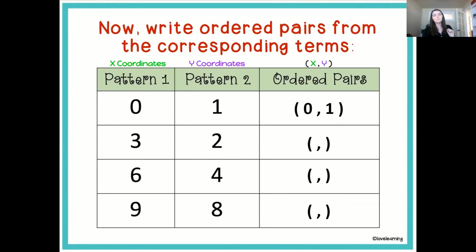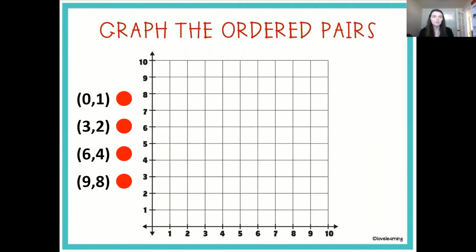All right, so the first ordered pair is (0, 1), because our x-coordinate has to come first, and then our y-coordinate comes second. So we have (0, 1) first, (3, 2), (6, 4), and then (9, 8). All right. So now the last step, the last piece of the puzzle, the last thing in our learning target for today is to graph the ordered pairs.